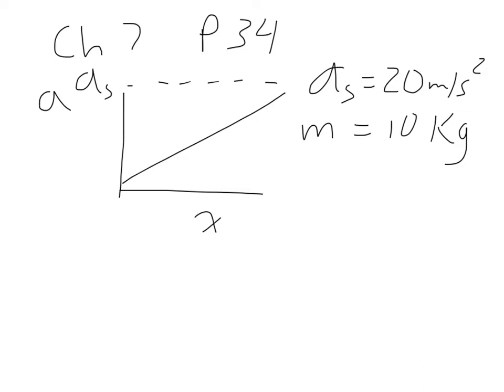This is Chapter 7, Problem 34. In this problem, we have a 10 kilogram brick moving along the x-axis with a variable acceleration. Because the acceleration isn't constant, we can't find the work done simply by multiplying the force times the displacement.